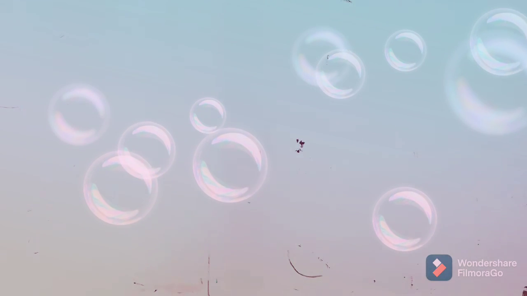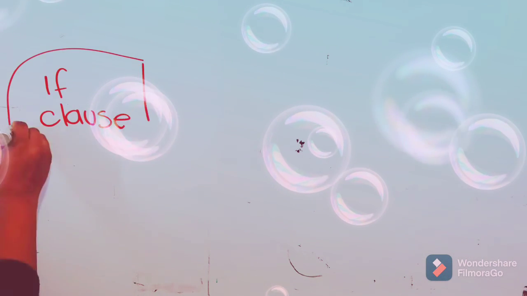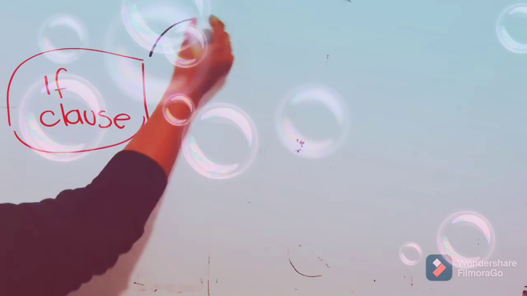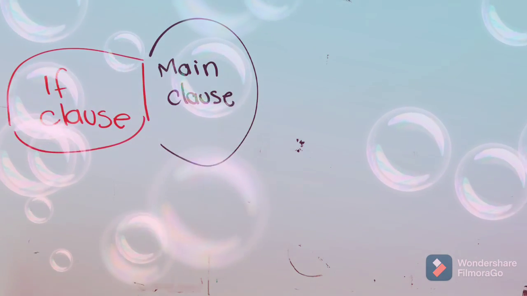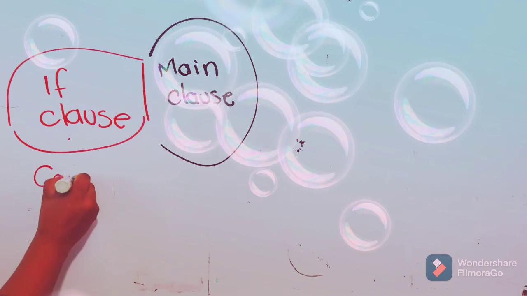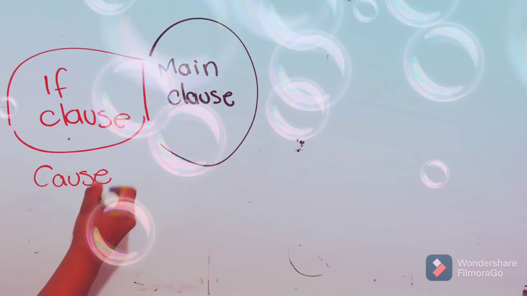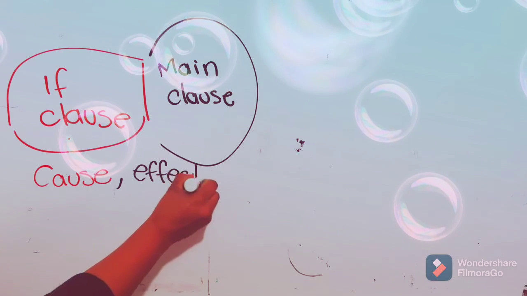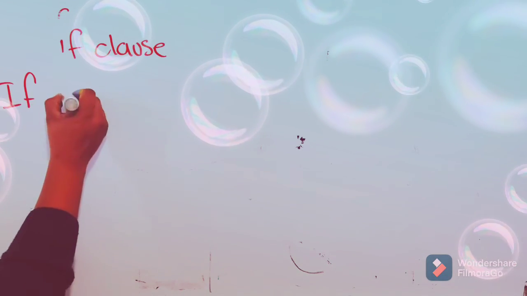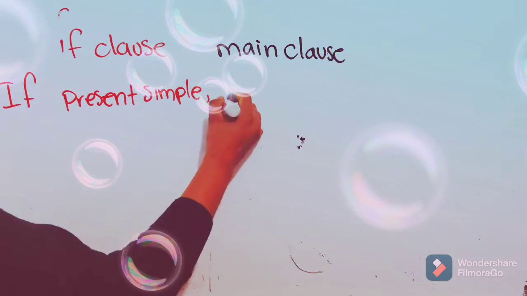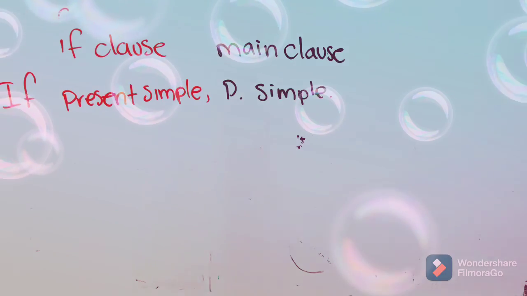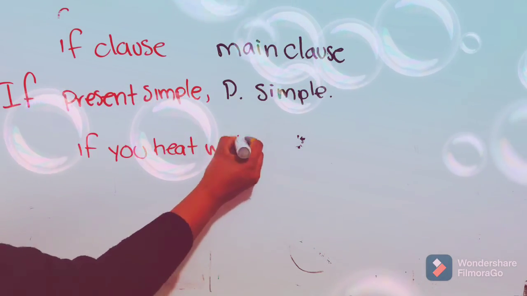In all the conditional structures, we have the if clause and the main clause. The if clause in this case is the cause, and the main clause is the effect. They have to be separated by a comma. In this case, the if clause has to be in present simple, and the main clause has to be also in present simple.